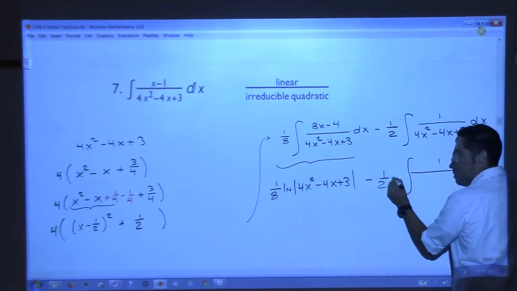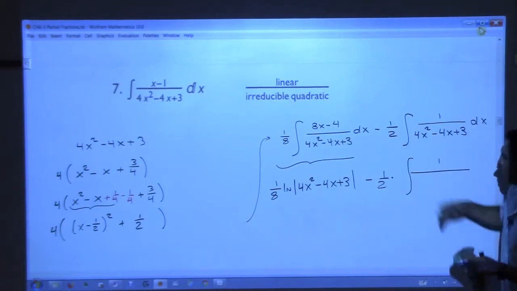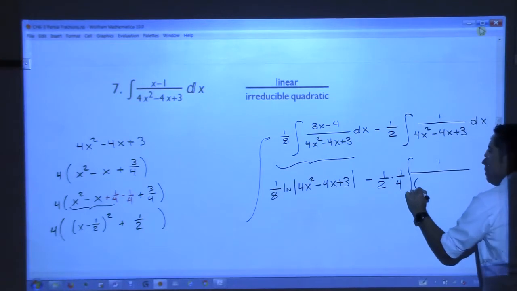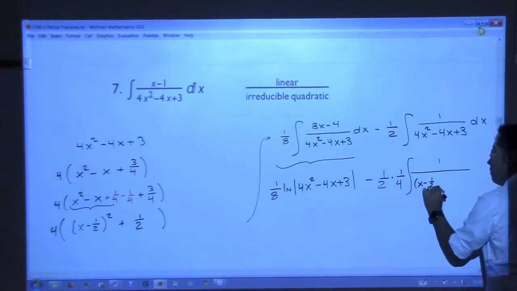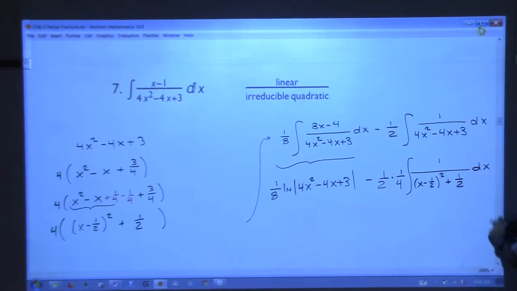Because now I've decided I'm going to take that 4 here, which is on the bottom, and pop it out here as a 1/4. And that leaves me with my x minus a 1/2 squared plus a 1/2 dx. And what does this look a lot like? Arctan, right? This is 1 over u squared plus a squared. U is this little linear expression.